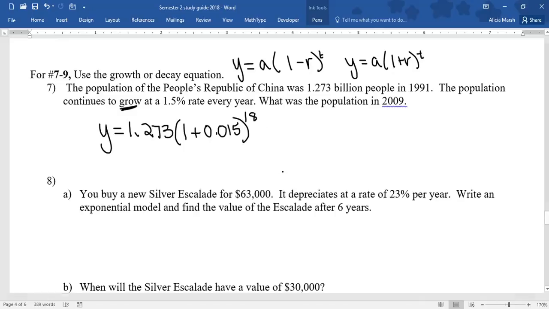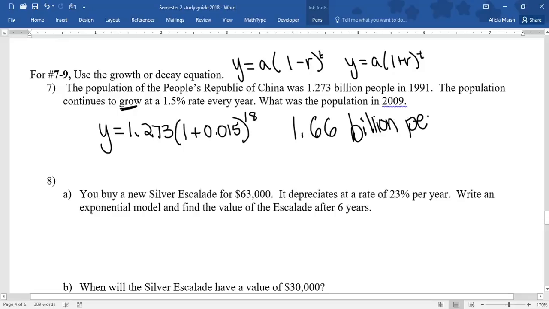And I'm going to get 1.66 billion people. Why do I put billion? Because ultimately you get 1.66. Well, it was billion to start with, so I have to make sure I keep that, because otherwise I'll put 1.66 people. That doesn't make sense when I had 1.273 billion people to start with, right?